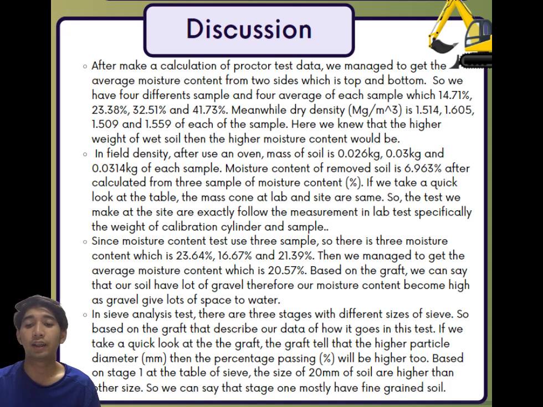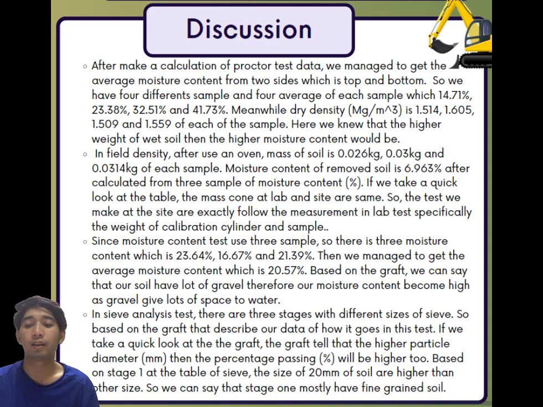We can calculate the bulk density of the soil by using the formula total mass over total volume, and based on the data, the bulk density that we have got is 1278.34 kilograms per meter cubic. And when we have the bulk density, we will calculate the dry density of the soil.